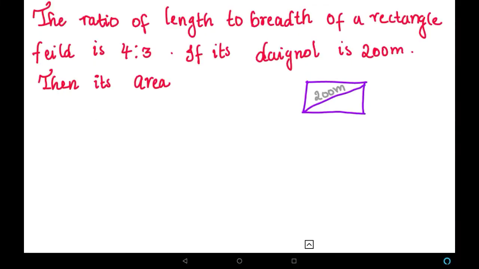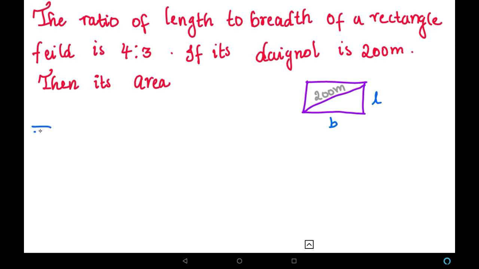In this video we are going to solve this problem: the ratio of length to breadth of a rectangular field is 4:3. If its diagonal is 200 meters, then the area of this rectangular field is. So from this diagram we can say this is length and this is breadth, and the diagonal is 200 meters.